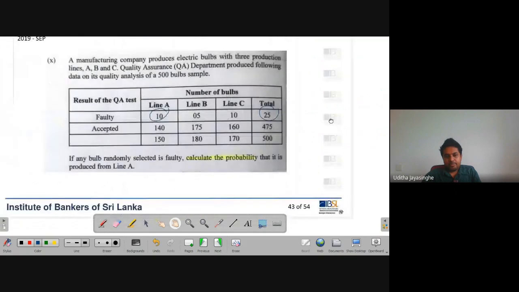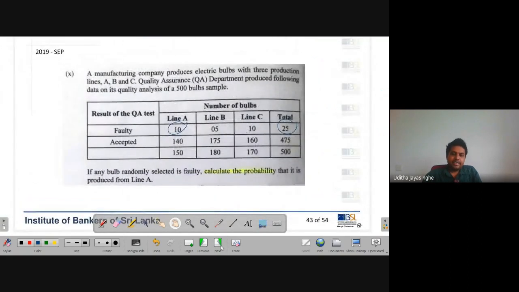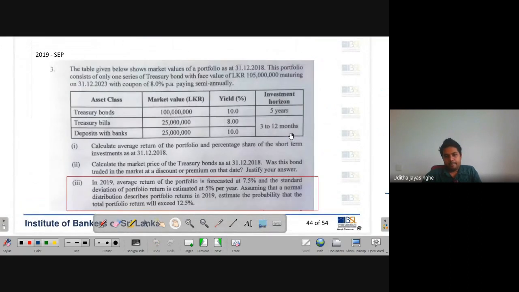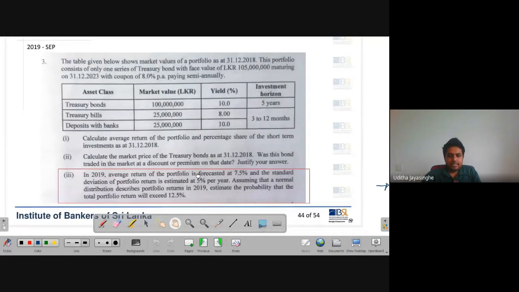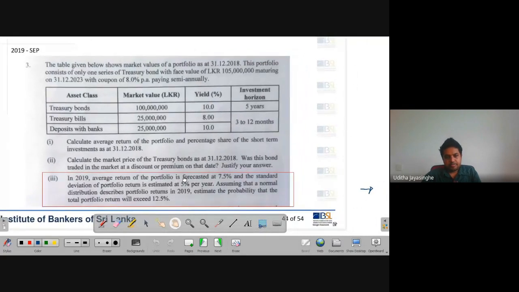Okay. So simple question, simple answer. It's a conditional probability testing. Moving on to 19th September, question number 3. Big question number 3 is actually a question on portfolio theory. Part number 1 and 2 are on calculating the weighted average return and market price of treasury bonds. But part number 3 is a direct application of what we are learning, that is, the standard normal distribution.